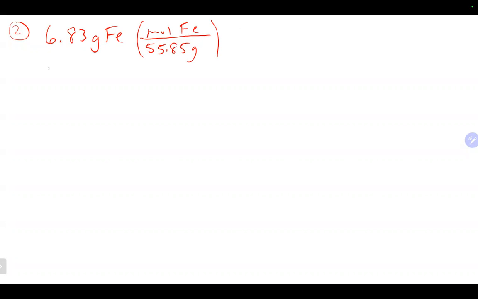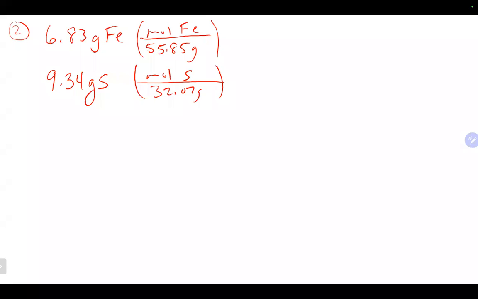And we would also do our conversion of our sulfur, which is 9.34 grams of sulfur, also using the molar mass there from the periodic table, 32.07 grams per mole of sulfur. 0.83 divided by 55.85 gives us like a 0.122 moles of iron. And 9.34 divided by 32.07 gets us a 0.291 moles of sulfur. Any questions up to that point?